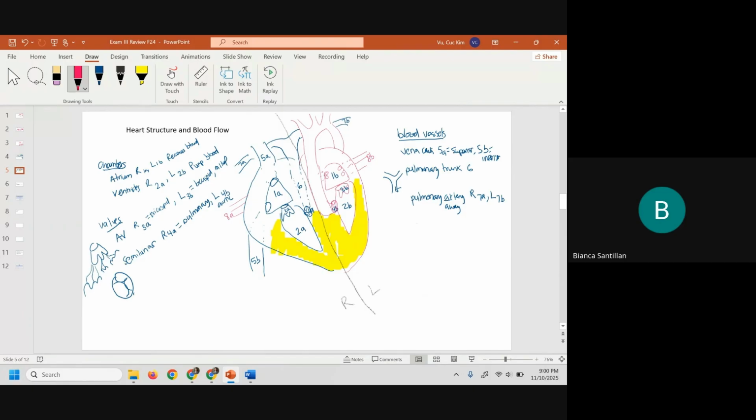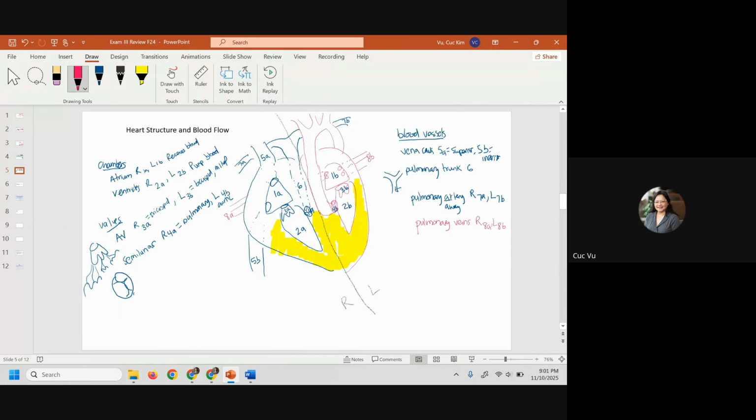That's going to be the right pulmonary vein. So these are pulmonary veins, because they're bringing blood back to the heart. The right-hand side one is 8A, and the left-hand side one is 8B. Okay? Now the pulmonary veins are the only time we're going to see veins that are red. That's why I tried specifically to use blue and red.